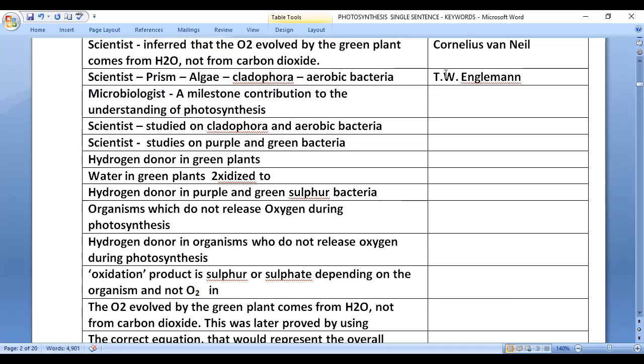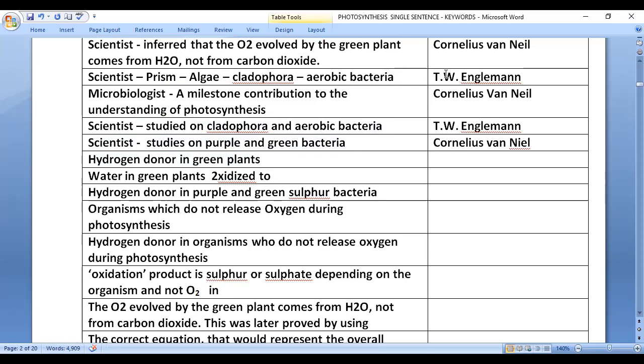Which microbiologist made a milestone contribution to the understanding of photosynthesis? Cornelius van Niel. Which scientist studied cladophora and aerobic bacteria? T.W. Engelmann. Which scientist studied purple and green bacteria? Cornelius van Niel.